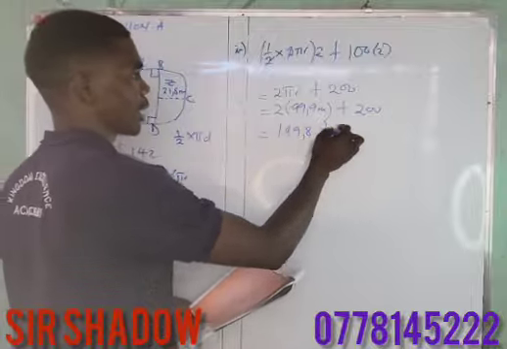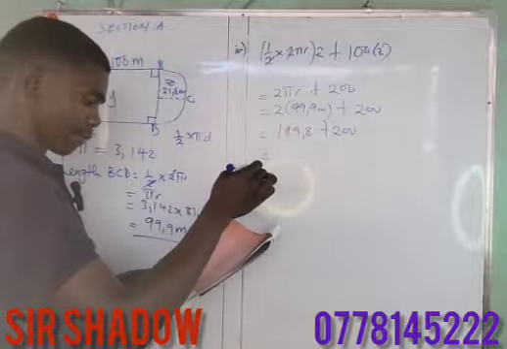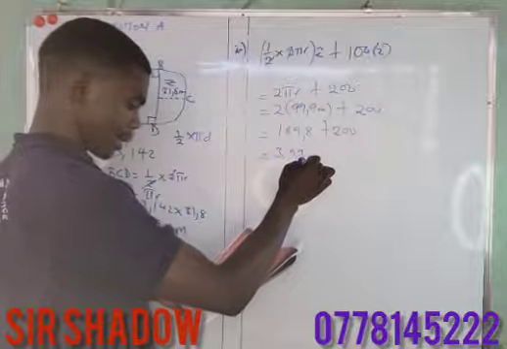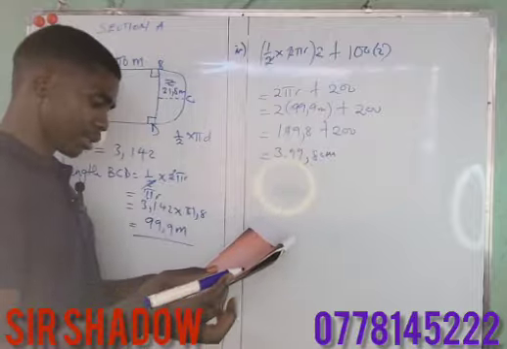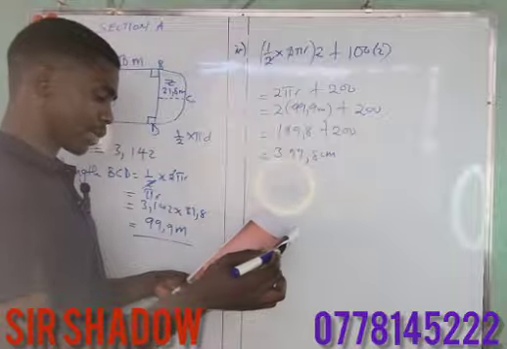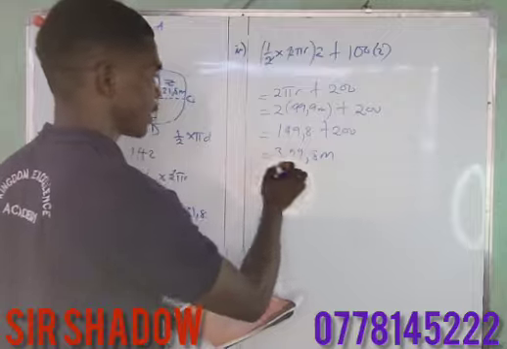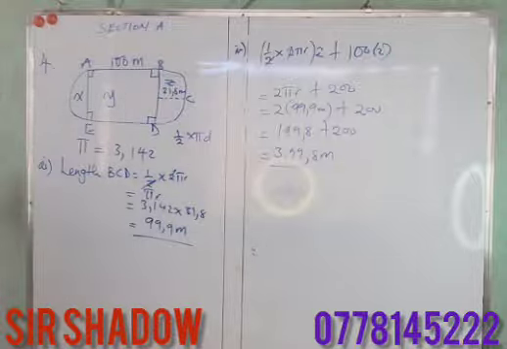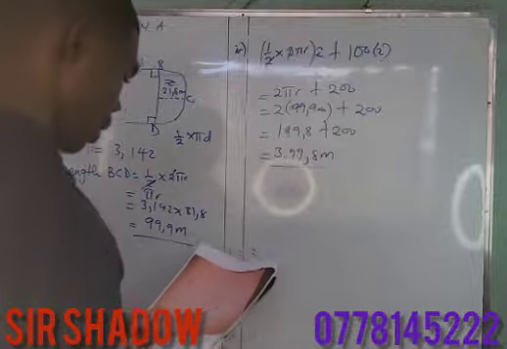199.8 plus 200 will give us 399.8. You can also use your calculator to get 399.8 meters. So this is the best way to calculate the perimeter of the athletics field.